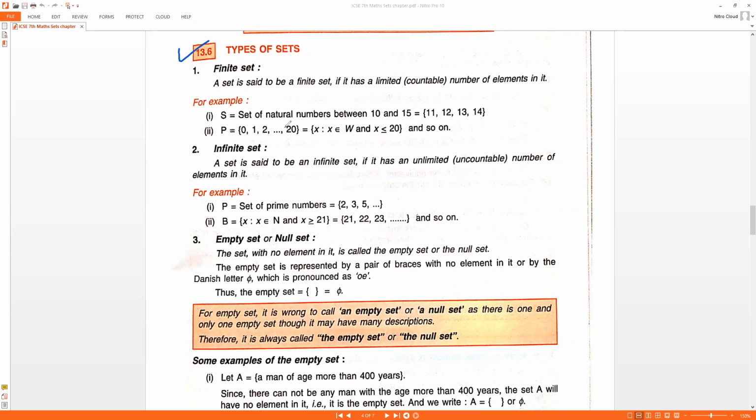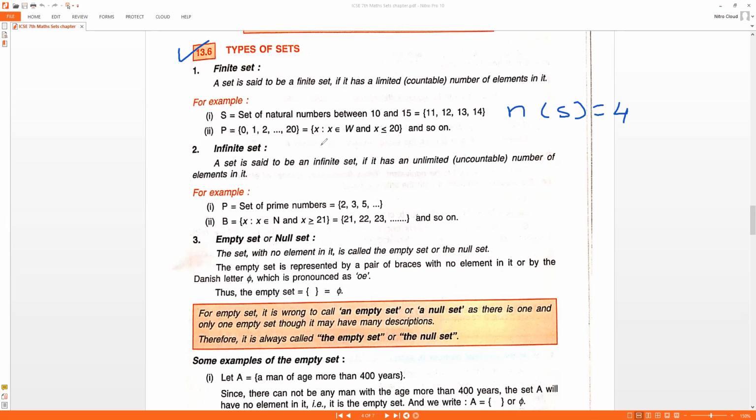For example, set of natural numbers between 10 and 15: 11, 12, 13, 14. Okay, n of S is 4. Then P is equal to the set of numbers 0, 1, 2, up to 20.